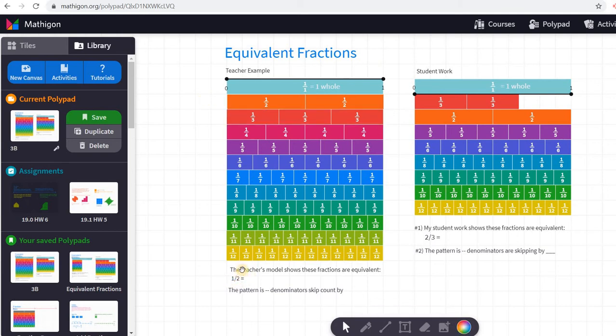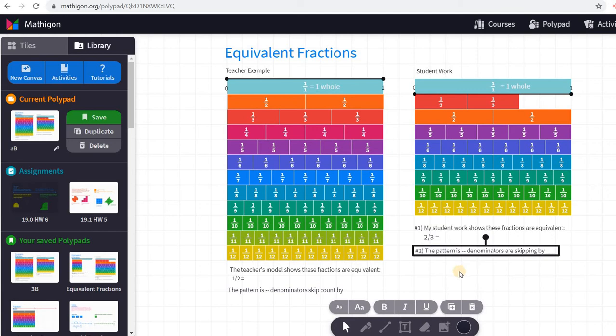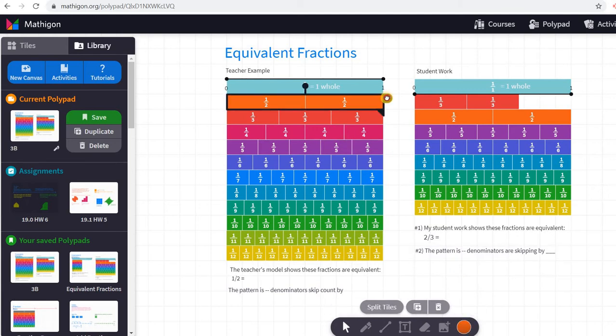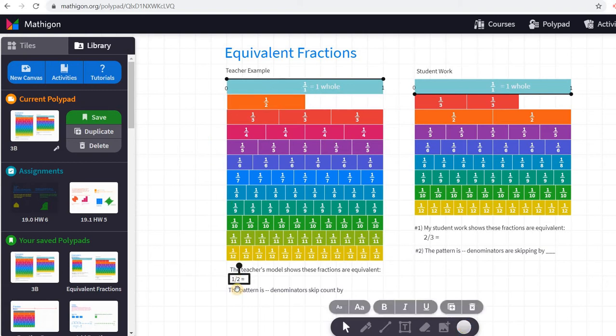Now let's focus on what I'm doing here. We're going to compare with 1/2. You're going to compare with 2/3. And when you're all done, you're going to tell me the pattern that the denominator shows you. I'm going to change my model so it's a 1/2. That's what I'm going to be working on. And I'm going to start here with thirds.